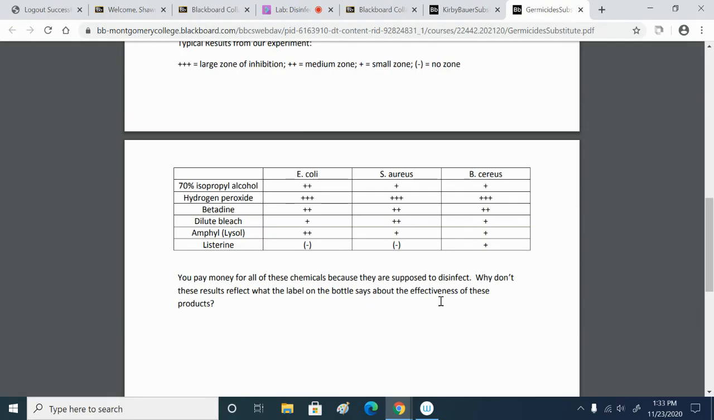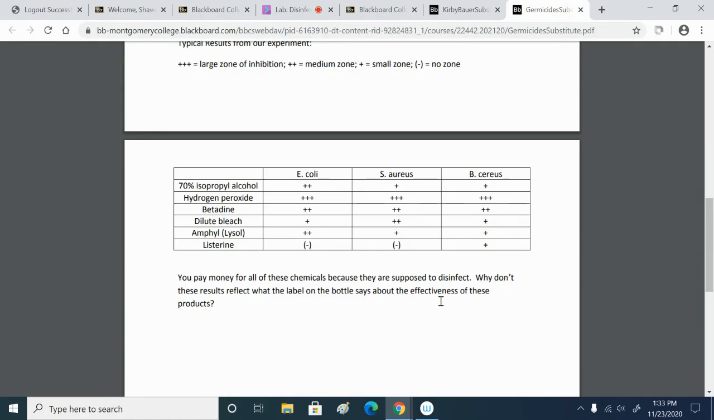And so the question is, why is it that these results are not as good as we expect them to be? And we're using E. coli, Staph aureus, and Bacillus cereus because they're commonly found in the environment and on people. So we use them as our test organisms. But we would have expected, based on the labels on the bottles for all these chemicals, that they should be very effective at killing these bacteria, and yet not so much, except for peroxide.